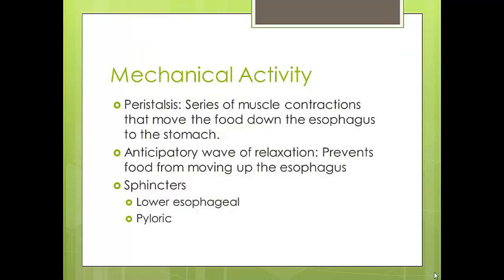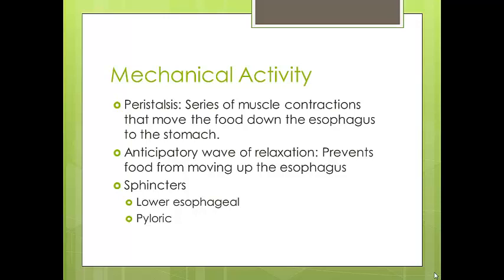Peristalsis is the action of the muscles contracting and relaxing to move the food down. One part will contract, the next part will relax to allow the bolus of food to go down to that section. Then that contracts, and so on and so forth. The relaxation, where the food moves to, is called the anticipatory wave of relaxation. This is what prevents the food from moving back up the esophagus.